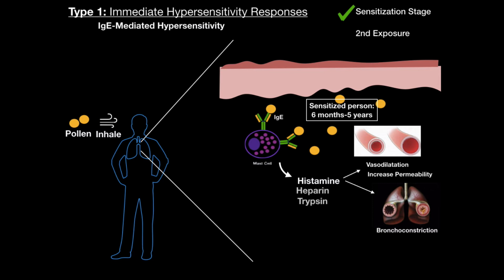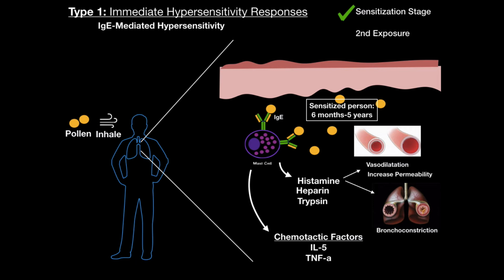Other mediators are heparin and trypsin. They have sort of the same function. Also, it secretes interleukin 5, which activates eosinophils and IgA, and also tumor necrosis factor, which promotes inflammation and causes fever. So that's mostly how type 1 hypersensitivity works.